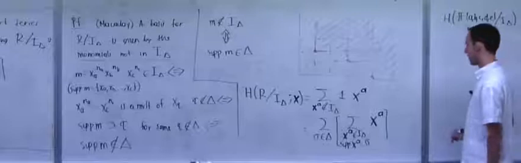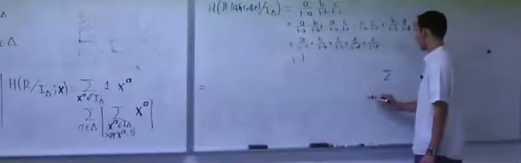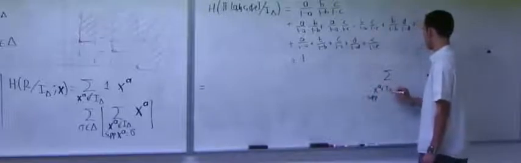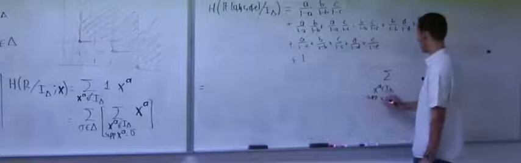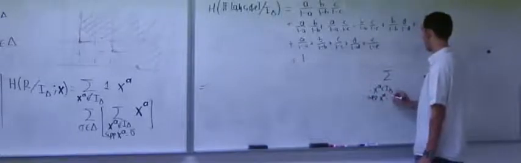Now, if you think about this, let's look, for example, at, let's just do a toy example to see what's going on here. So let's say, for example, that we're considering this guy, where the support of x to the a is the set, I don't know, A, B.